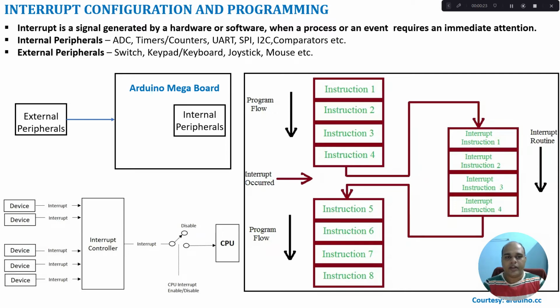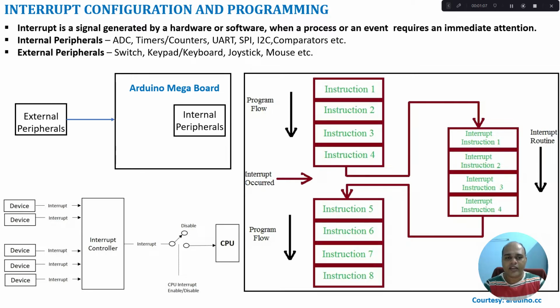So, interrupt. An interrupt is a signal generated by hardware or software when a process or an event requires immediate attention. For example, we have internal peripherals and external peripherals connected to your Arduino Mega Board. The internal peripherals are analog to digital converters, timers or counters, UART, SPI, I2C. UART, SPI, and I2C are serial communication protocols, comparator, etc. These are the peripherals available inside your ATmega2560 microcontroller.